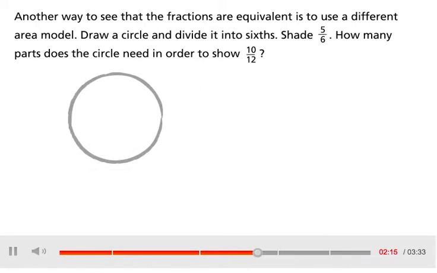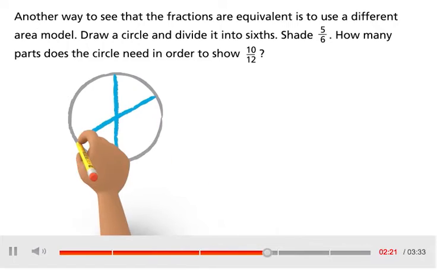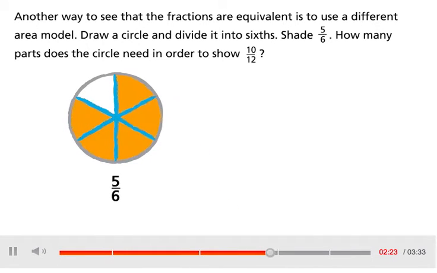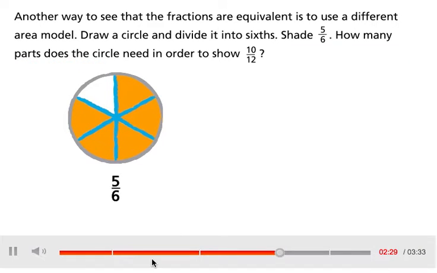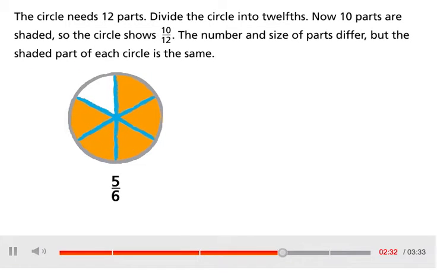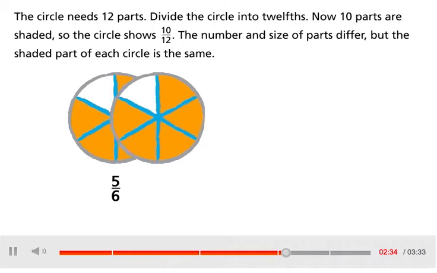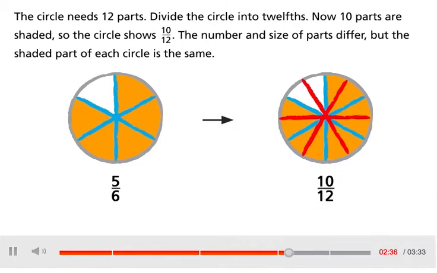Another way to see that the fractions are equivalent is to use a different area model. Draw a circle and divide it into sixths. Shade 5/6. How many parts does the circle need in order to show 10/12? Select your answer. The circle needs 12 parts. Divide the circle into twelfths. Now 10 parts are shaded, so the circle shows 10/12.